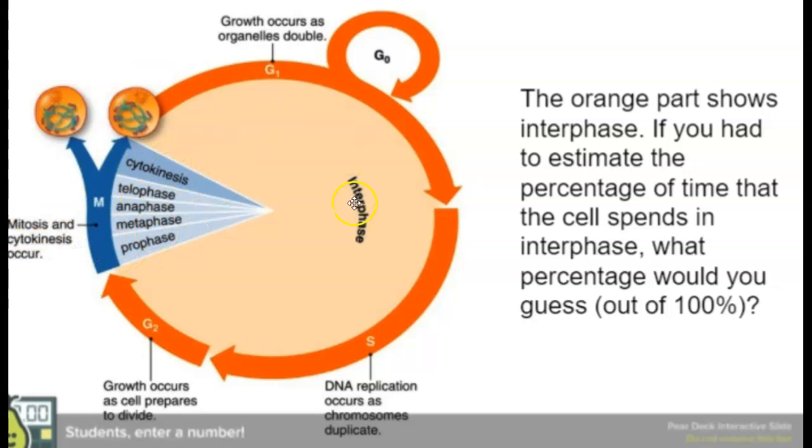If you had to estimate the percent of time that the cell spends in interphase in this orange part, what would you guess? So the whole pie chart is 100. What would you guess the orange part is? A lot of people usually tell me, oh, probably something like 80 or 90. Yeah, anywhere around there would be totally fine. That's a lot of time it spends not dividing. So we need to talk about what happens when the cell is not dividing.